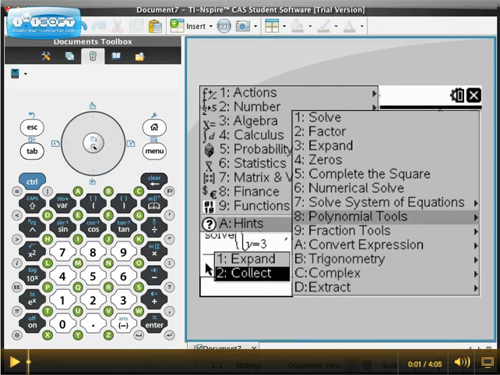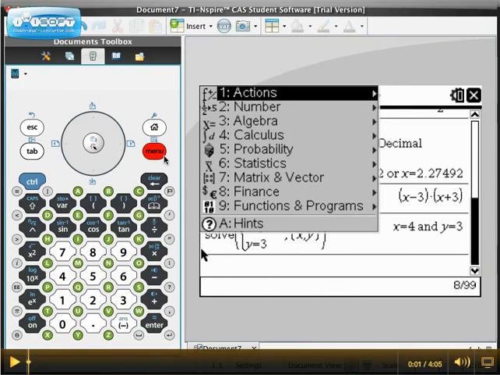And so yeah, that's a basic overview of the TI-Nspire CAS calculator. I hope that this was helpful for you guys, and we'll talk to you soon.